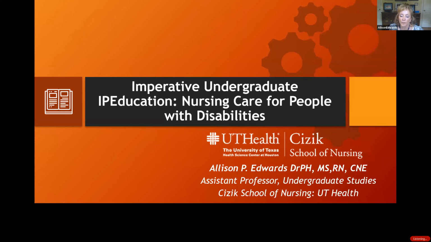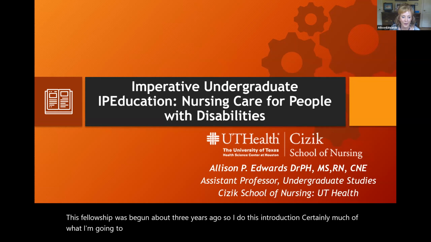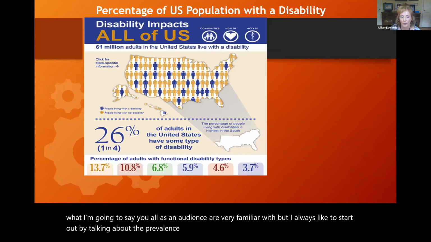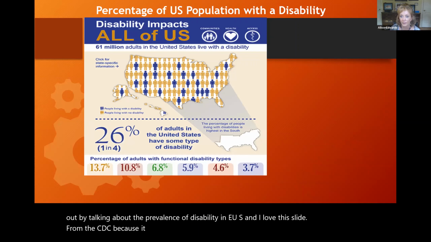This fellowship was begun about 3 years ago. So I do this introduction. Certainly much of what I'm going to say, you all as an audience are very familiar with. But I always like to start out by talking about the prevalence of disability in the US. And I love this slide from the CDC because it shows the different disability types.